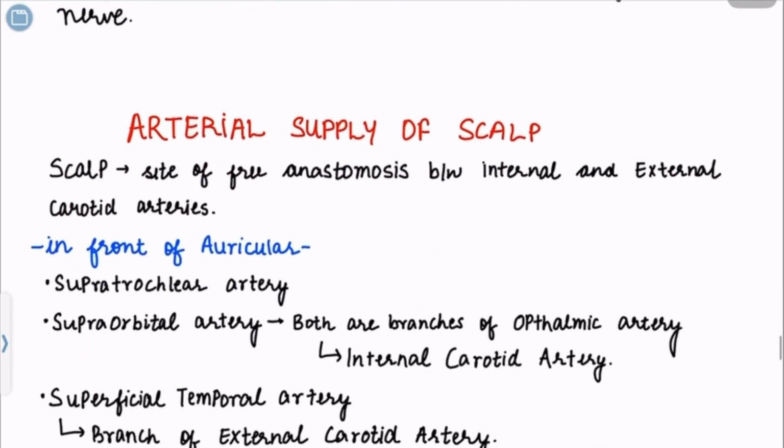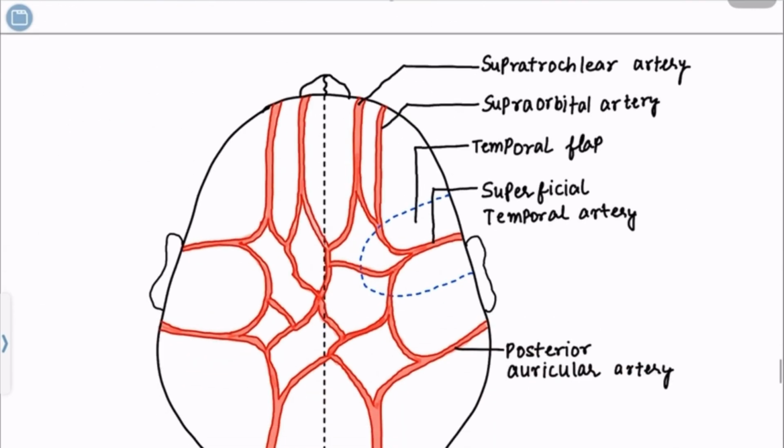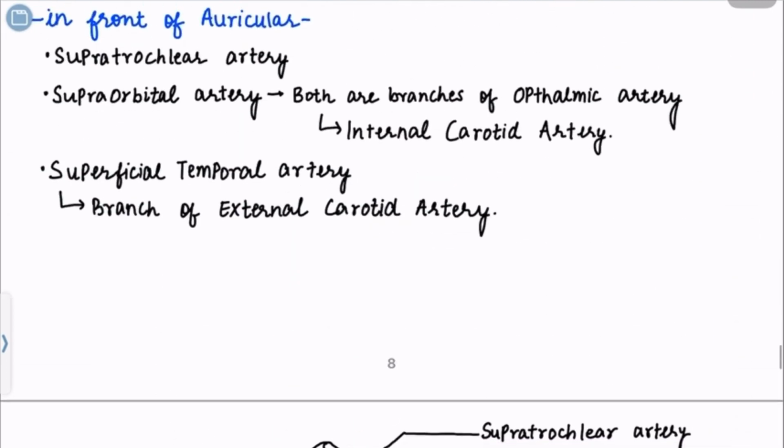Now let's see the arterial supply of scalp. Now the scalp is the site of free anastomosis between the internal and external carotid arteries. In this also we will see it in front of the auricle and behind the auricle. So in front of the auricle there are 3 arteries. One is the supratrochlear. So this is the supratrochlear, this is the supraorbital. And these two are the branches of the ophthalmic artery which drains into the internal carotid artery.